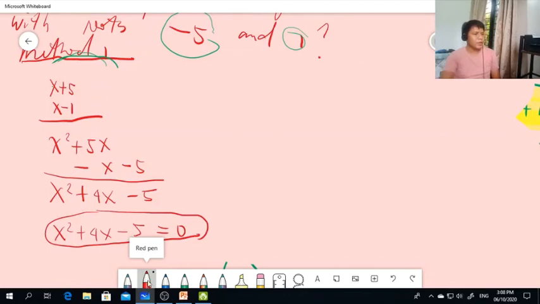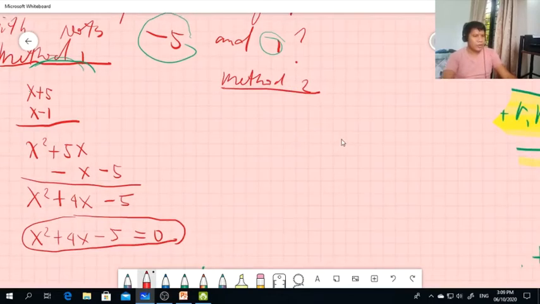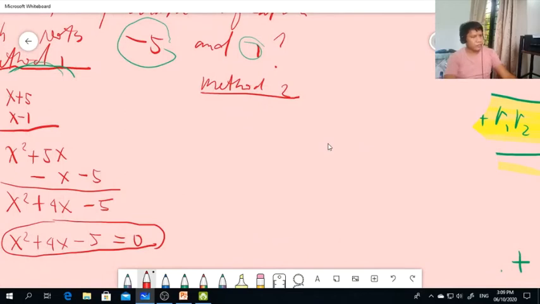Okay, we proceed to the second method. In this method, we will be using the formula. So this is method 2. The formula is, let me write the formula: x squared minus the quantity of r sub 1 plus r sub 2 times x plus the product r sub 1 times r sub 2, and this is equal to 0.